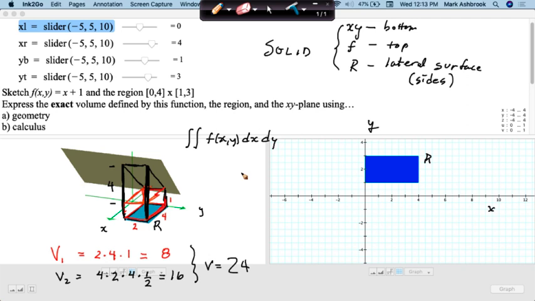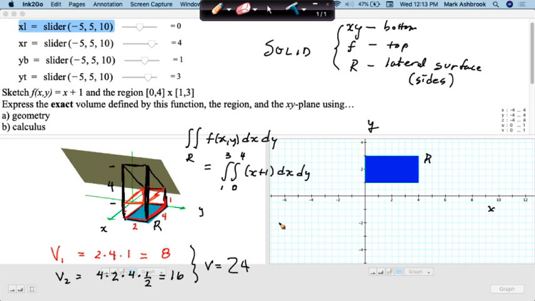So no, because this is a rectangular region, it doesn't matter. But only because it's a rectangular region, you can just switch it. We'll talk more about that. Okay, so let's do this. So we've got f(x,y) is x plus 1. And we're going to hold y fixed, and x is going to go from what to what? 0 to 4. And then y goes from 1 to 3.